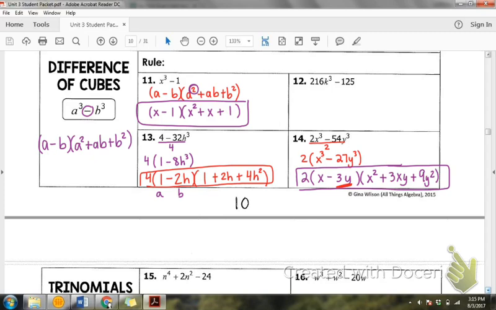Those are 3 terms. How do you handle 4 terms? What do you do with 4 terms to factor? Grouping, right? So that's stuff we've already done.